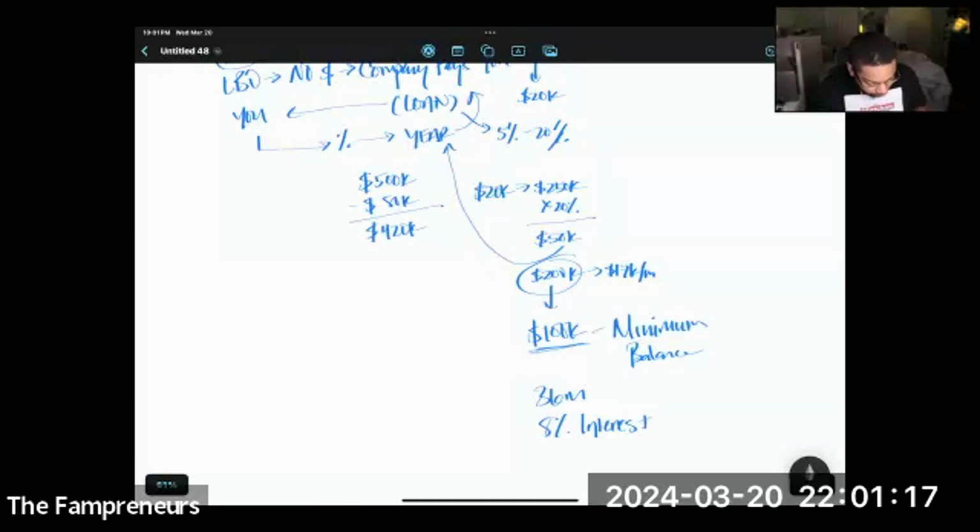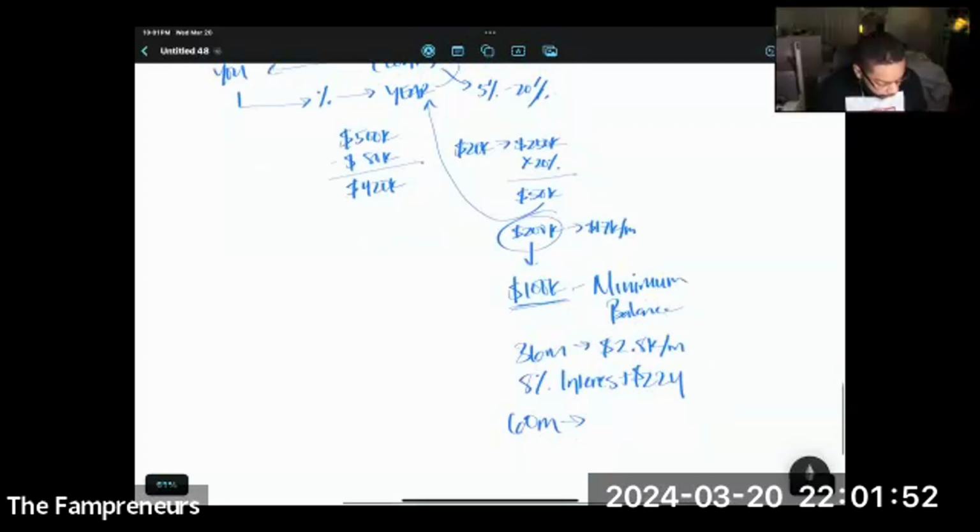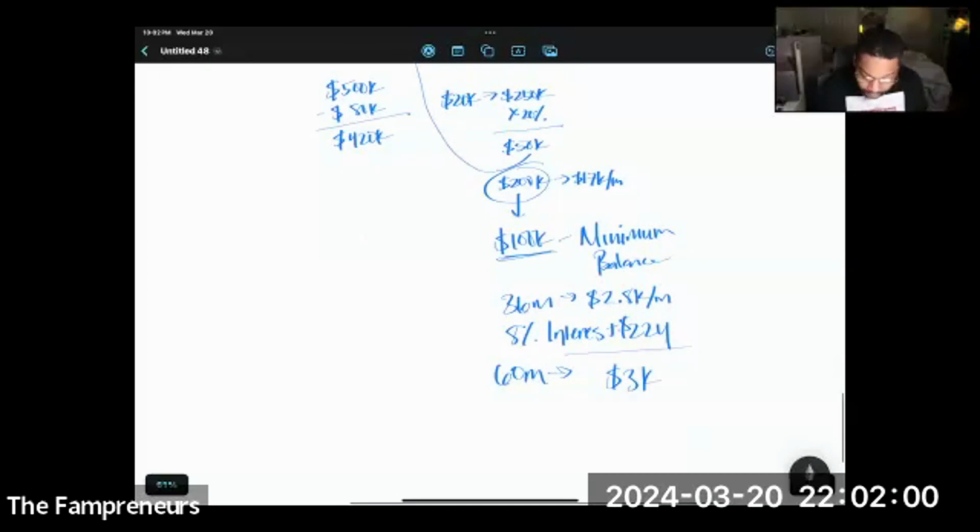Let's say 100K divided by 36 months, and they may do more than that. That's about 2.8K a month. I've seen people do 60 months, but let's say 36 months. 2,800 times 8% interest is $224. We'll just put 224 because that's really what it is. 2,800 plus 224 is about 3K, y'all.